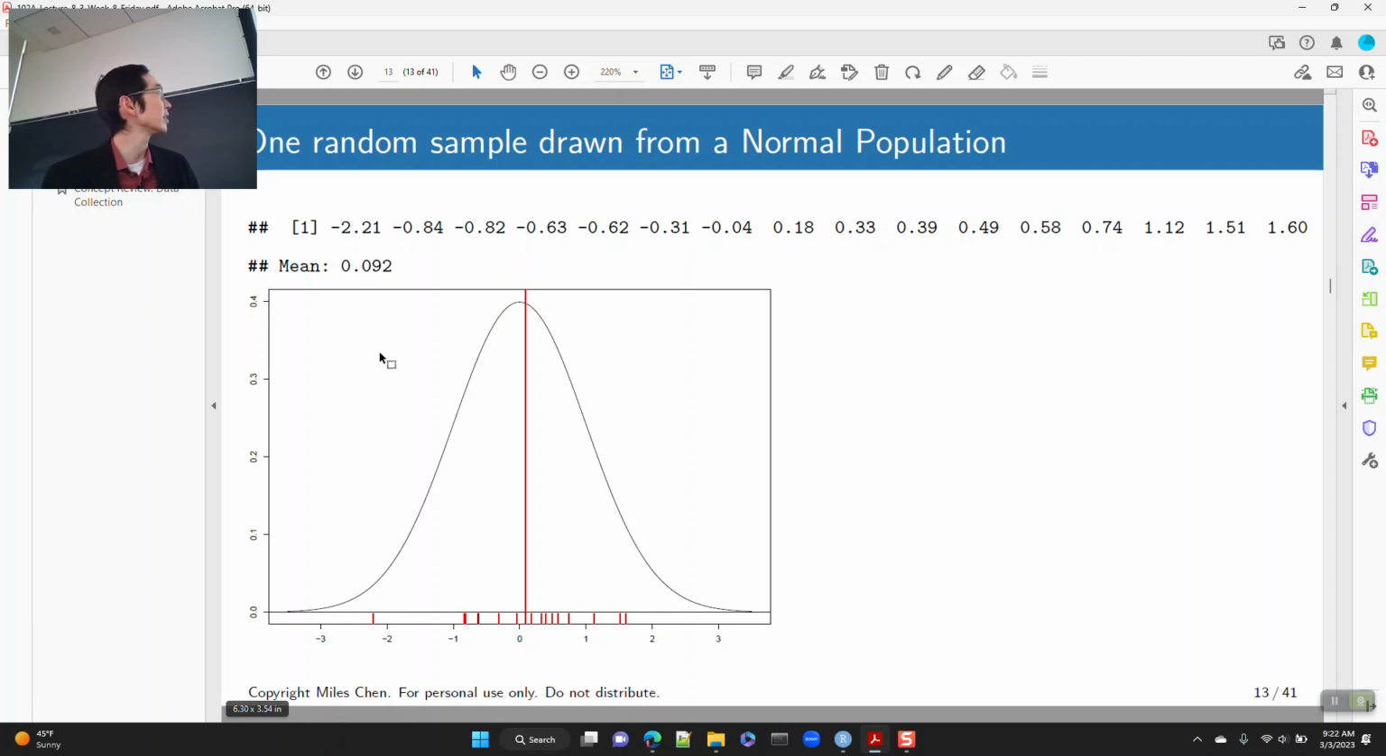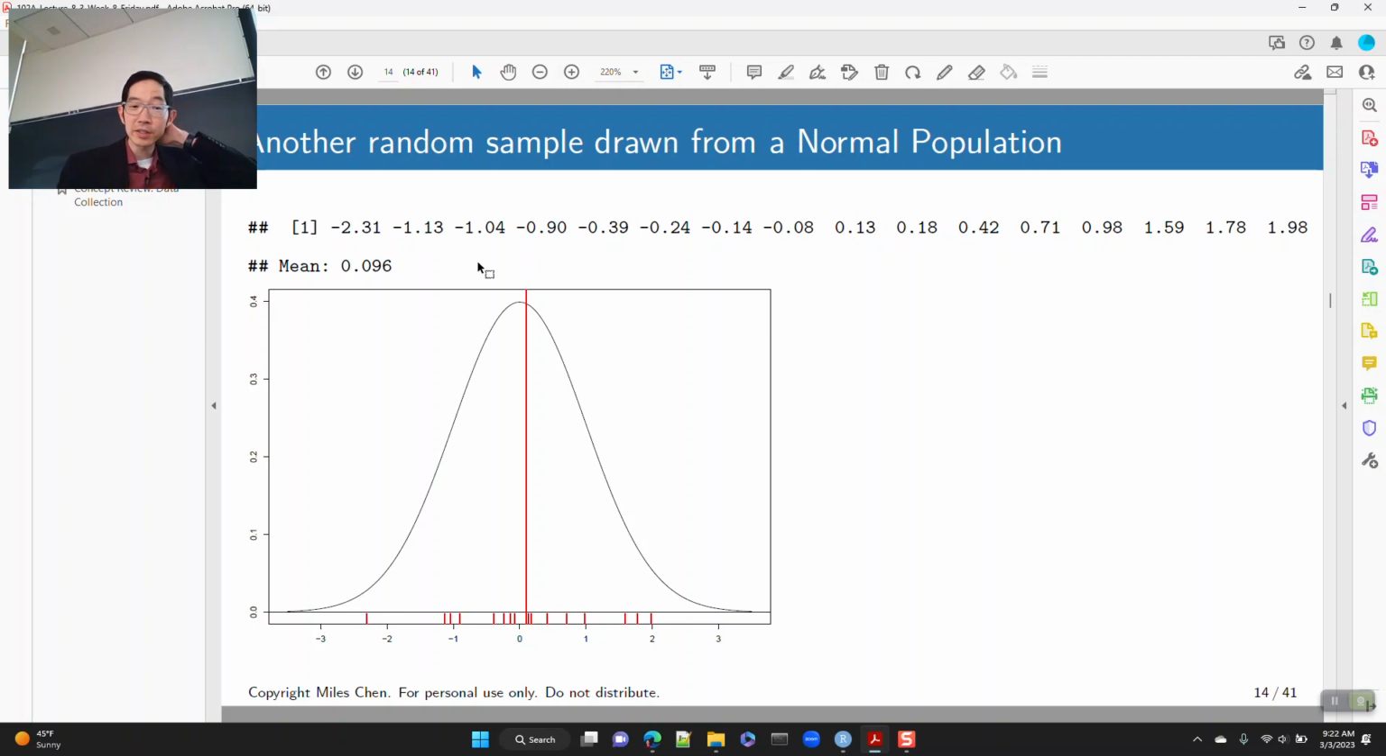And so I got, in order, negative 2.21, negative 0.84, negative 0.82, negative 0.63, negative 0.62. So these are actually two different dots, negative 0.31, negative 0.04, 0.18, 0.3, 0.18, 0.33, so on and so forth. The largest value I got was 1.6. And if I take the mean of all 16 of these values, the mean is 0.092, indicated with this red line.